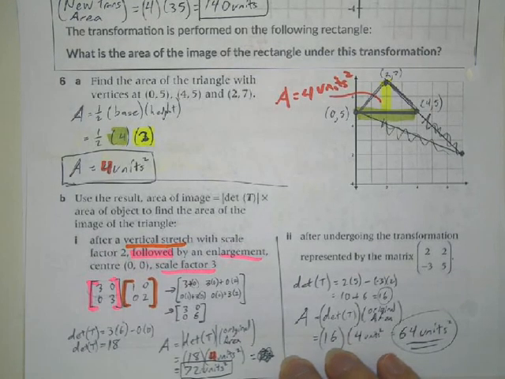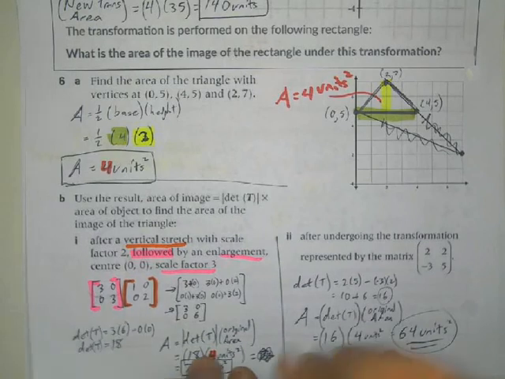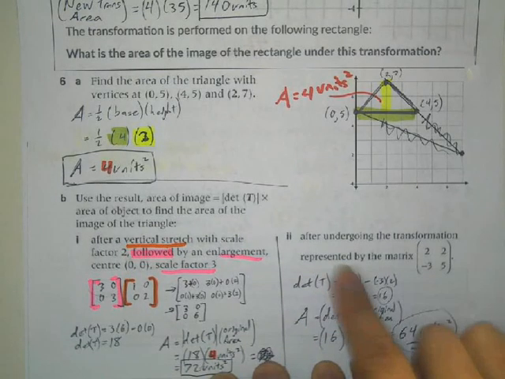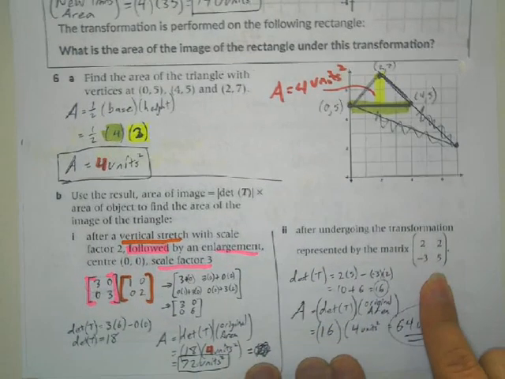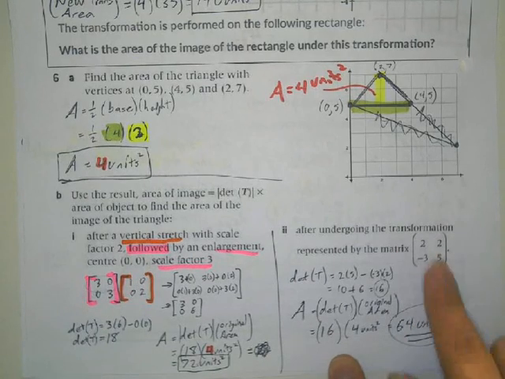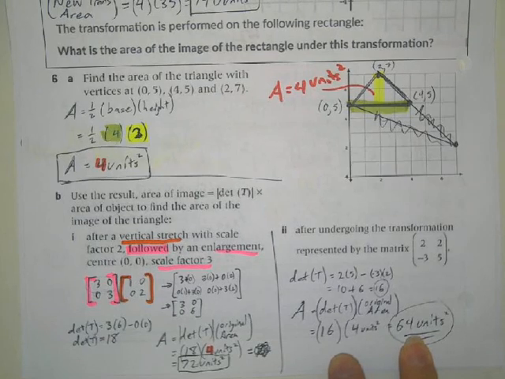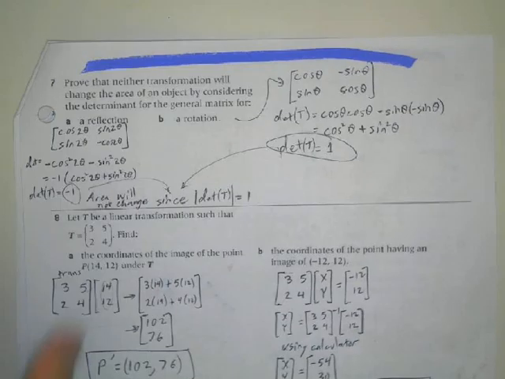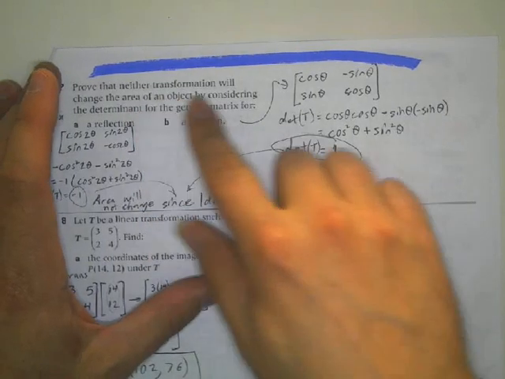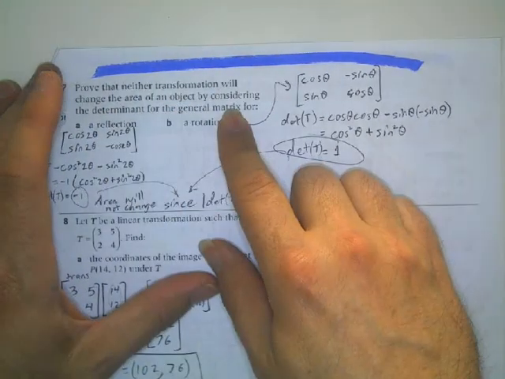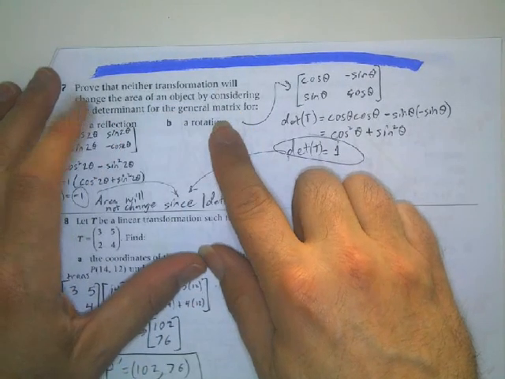Okay. Now, what is the area after a transformation made by this matrix? Okay, so I find the determinant of this, and I get 16. So this transformation matrix is going to give me an area that is 16 times bigger. Okay, moving right along. Prove that neither transformation changes the area, using the determinant of a general matrix. So I'm just going to show.